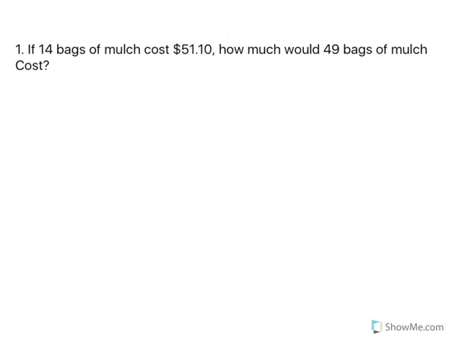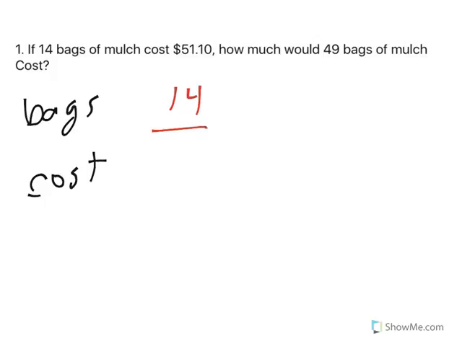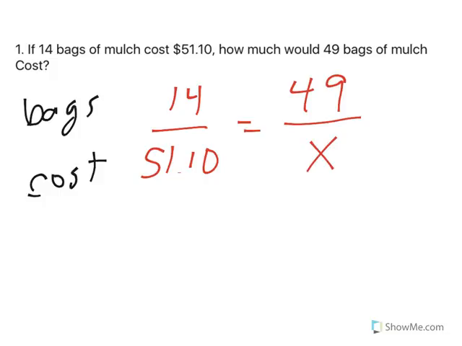So in number 1, if 14 bags of mulch cost $51.10, how much would 49 bags cost? So we're talking about bags over cost. I usually just do whatever I see first. So the first one is 14 bags cost $51.10. 49 bags, right, all the bags go on top, cost how much?